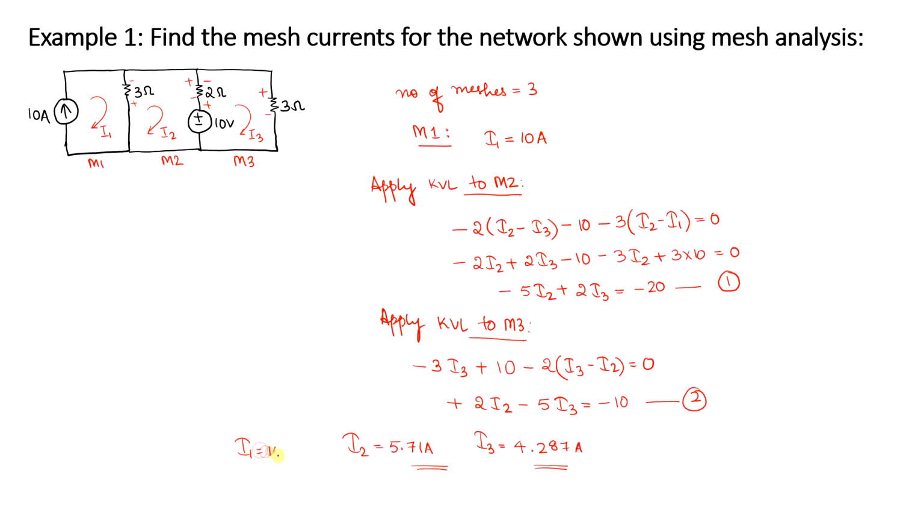So we have determined all the three mesh currents, that is 10 amps corresponding to I1, I2, and then we have determined I3. So they can also ask you to determine the branch currents also, and I told you how to determine the individual branch currents if it is being shared between the two meshes. Okay, need to identify which is the dominant mesh and accordingly write the equation.